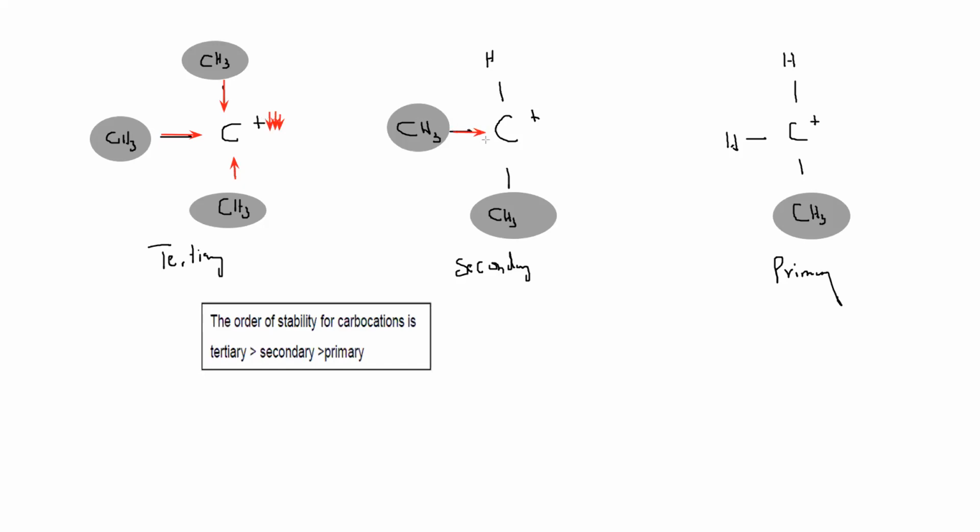Here 2 carbon chains tend to donate their electrons, so the positive charge will decrease, but compared to tertiary, it will be less stable. But in case of primary, only 1 carbon chain tries to donate electrons, so the positive charge will decrease, but compared to the tertiary and secondary, this will be the least stable. So when we compare the stability, the tertiary carbon cation is more stable than secondary, and the secondary is more stable than primary.